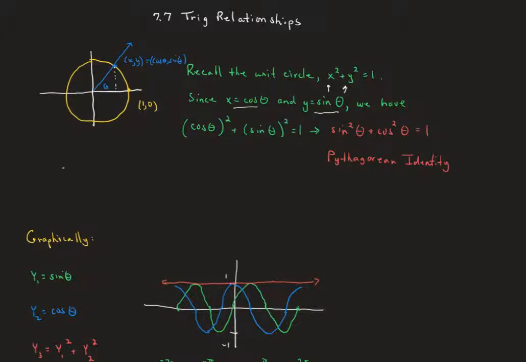So you can do this on your calculator. If you take, say, the sine of 37 degrees squared plus the cosine of 37 degrees squared, you'll see it really does in fact equal 1. So it works for any angle.